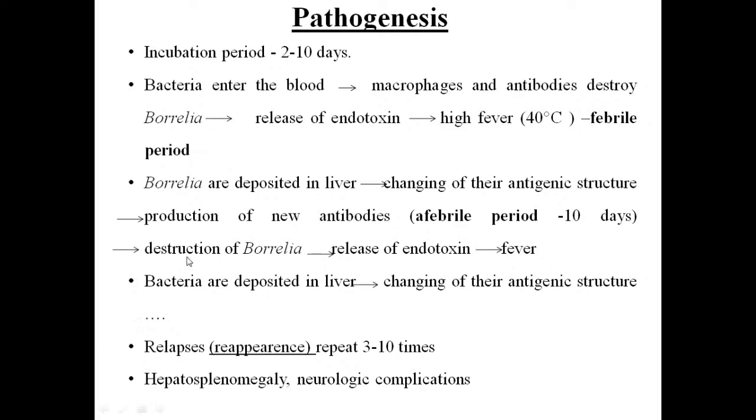New antibodies destroy Borrelia, and once more it causes release of endotoxin, and once more causes fever and febrile period. Then bacteria are deposited in liver, change their antigenic structure, cause production of new antibodies and afebrile period. It repeats once more. And such relapses, such processes, repeat about from 3 up to 10 times.